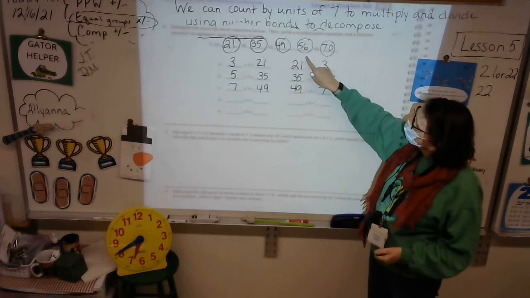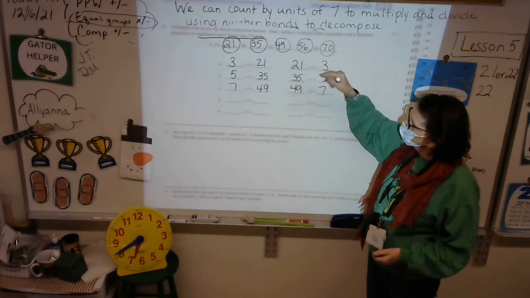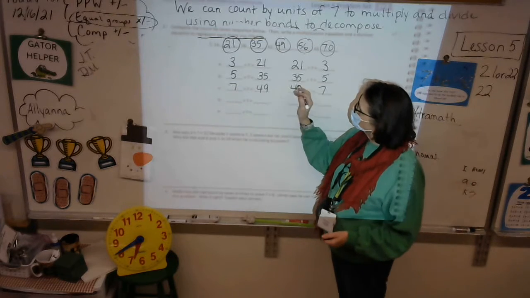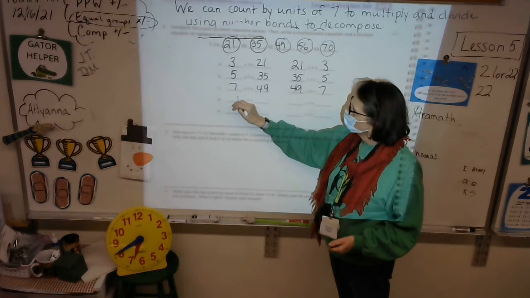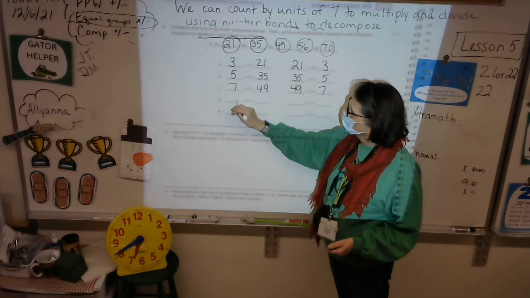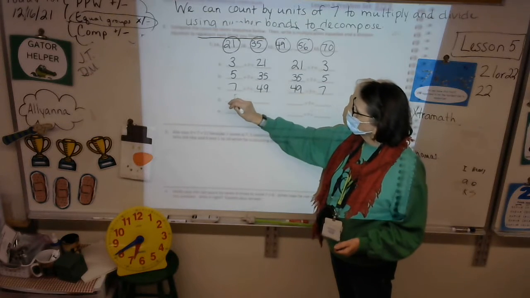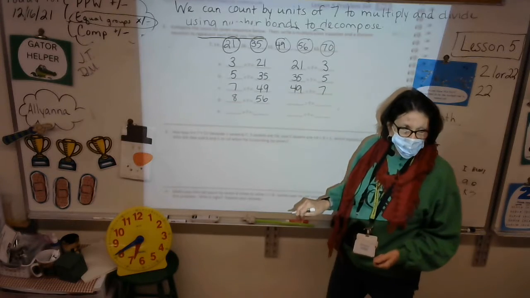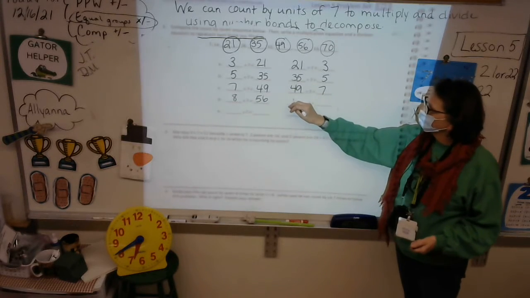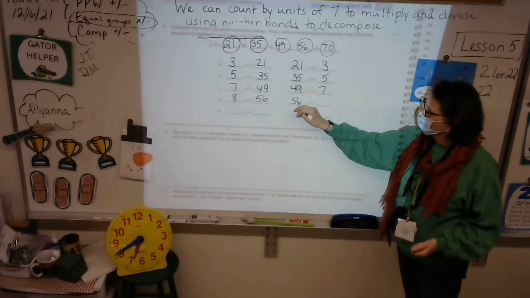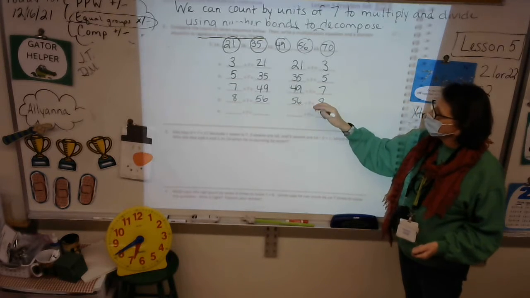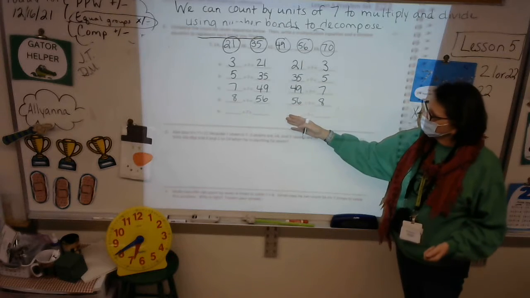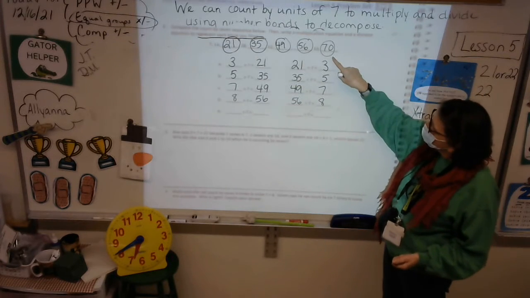Okay, the next number that we circled, that we filled in was 56. Why don't you go ahead and do that one for me, Mercy? How many sevens is that? 8 times 7 equals 56. Very good. And then what is the division equation? 56 divided by 7. Okay, does everybody see the pattern? Division starts with the total, multiplication ends with the total. And then our last one is 70.